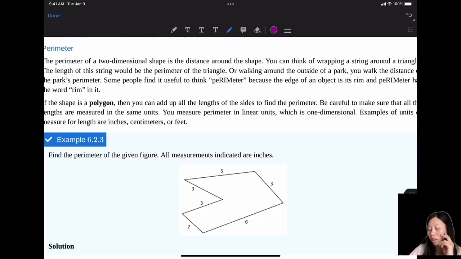Okay, in this video, we're going to talk about perimeter and the area of a polygon. So, in the shape of a polygon, how do you find the perimeter? Perimeter basically is you add up the lengths of all sides to find the perimeter of a polygon.